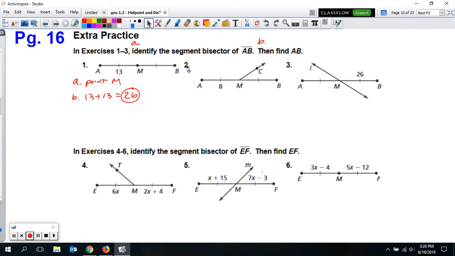Go ahead and pause the video now and do 2 and 3. So do A, which would be identify the segment bisector, and then do B, which is find the length of that AB segment. And then go ahead and play it after you finish 3.